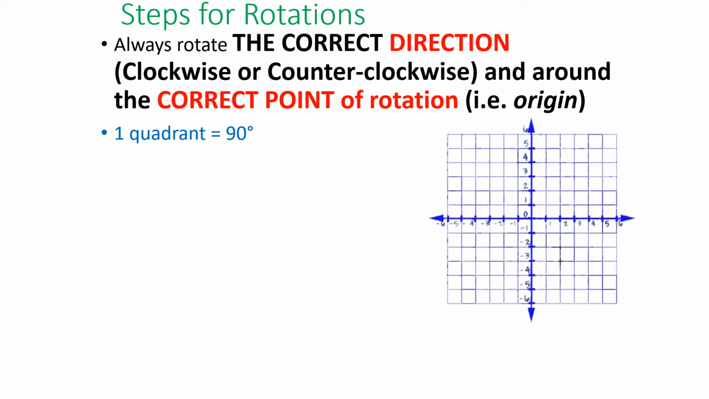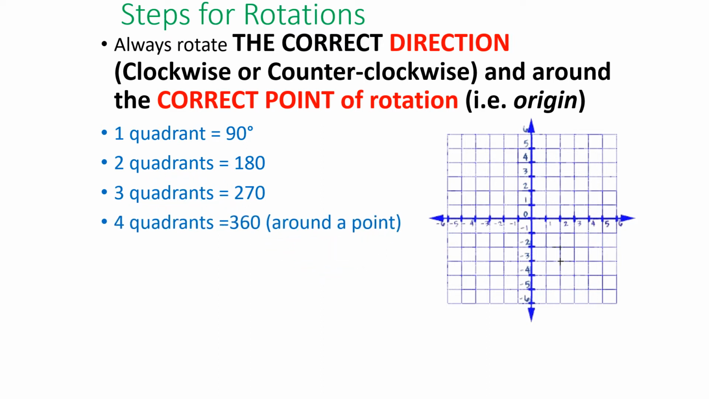So one quadrant is 90 degrees, two quadrants 180 degrees, three quadrants 270 degrees, and the fourth quadrant is 360 degrees. That's the angle around a point.